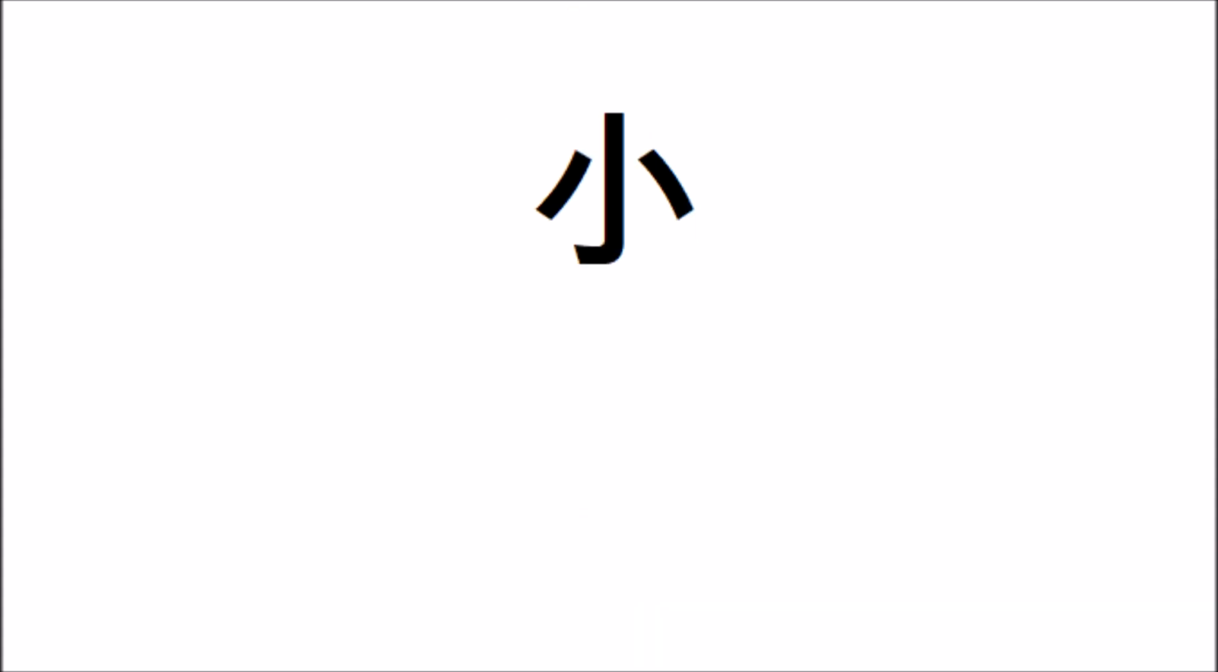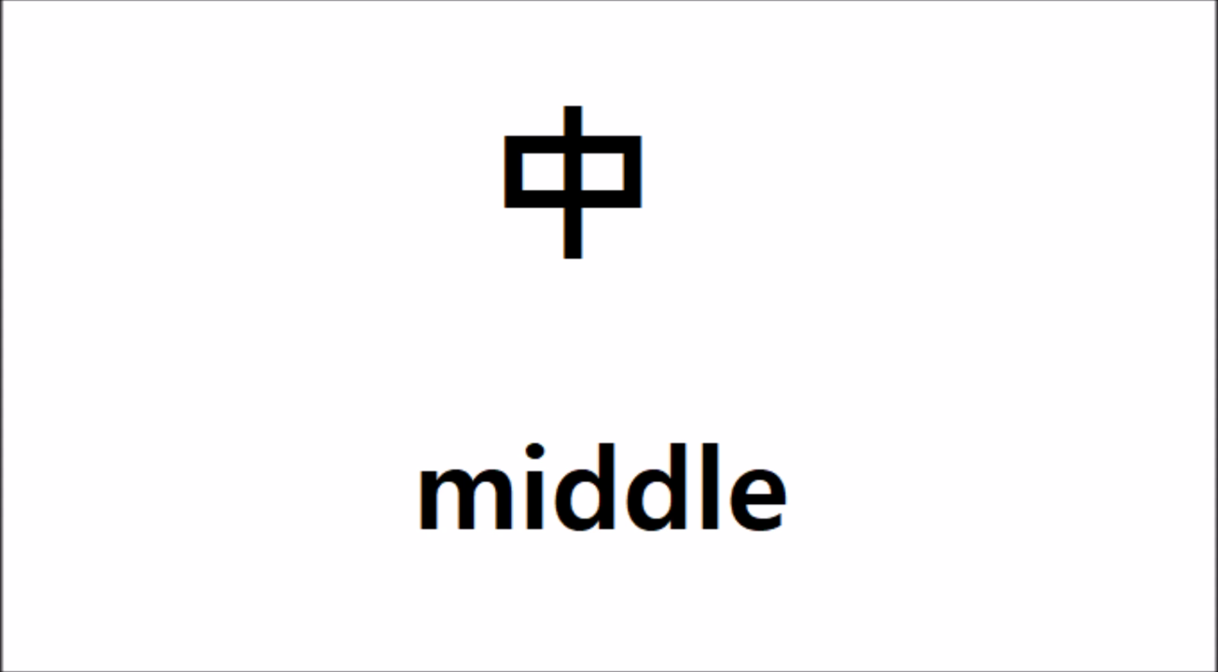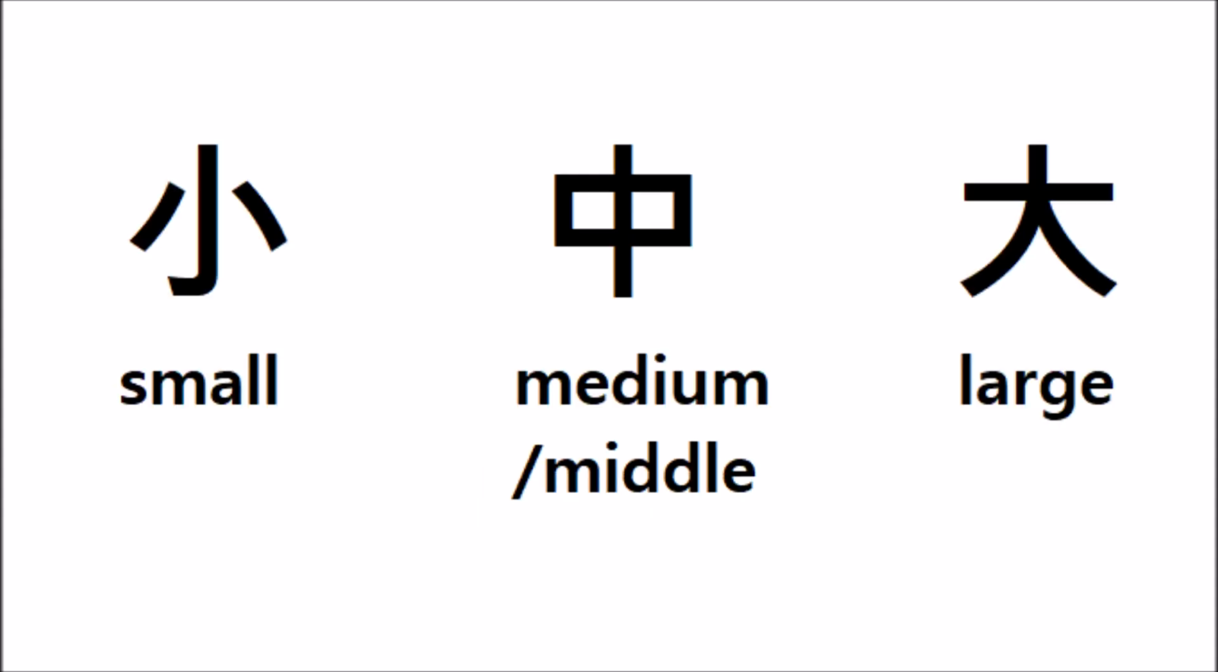This one means small. Now the person has his feet together and is making himself small and his hands are closer together. I caught a fish this small. And now this one does not involve the person, but it fits in with the other two. It means middle. Imagine a knife cutting a box in the middle. These characters are useful when you have three sizes of something: small, medium, and large. Yeah, middle also means medium. And big can also mean lots or a lot.